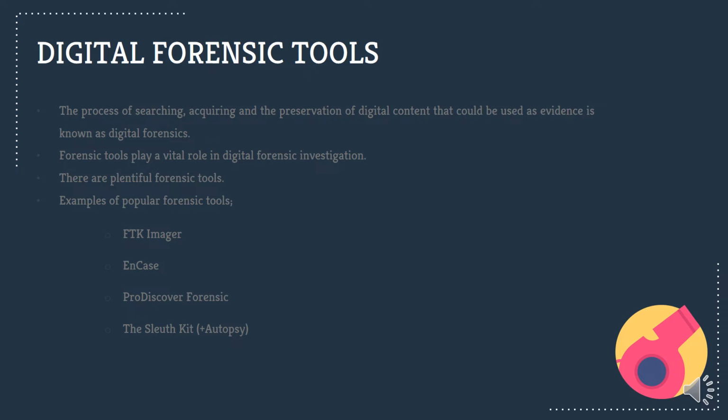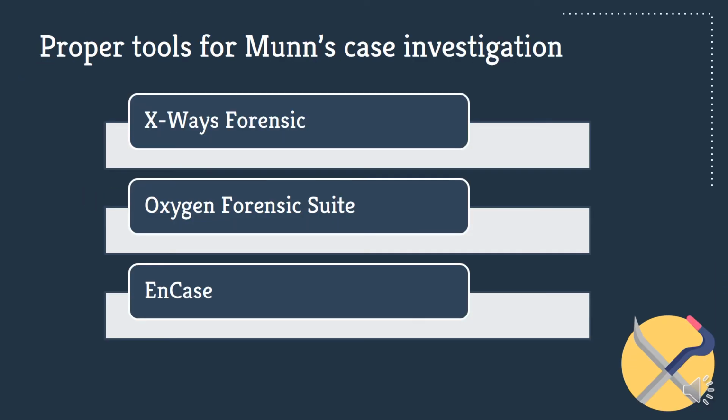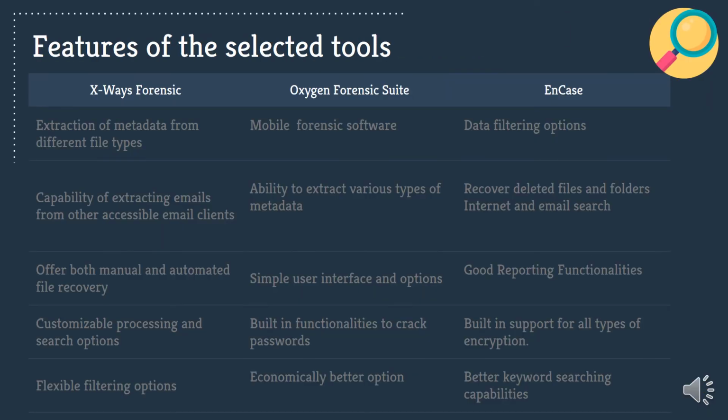With the increase of these digital crimes, digital forensic tools have been developed in order to solve them. Some of the most popular tools are FTK Imager, EnCase, ProDiscover Forensic, and Autopsy. For investigation of the Michaela Munz case, we are proposing X-Ray Forensic, Oxygen Forensic Suite, and EnCase as the most appropriate tools. Now let us take a look at the different features available in these softwares.